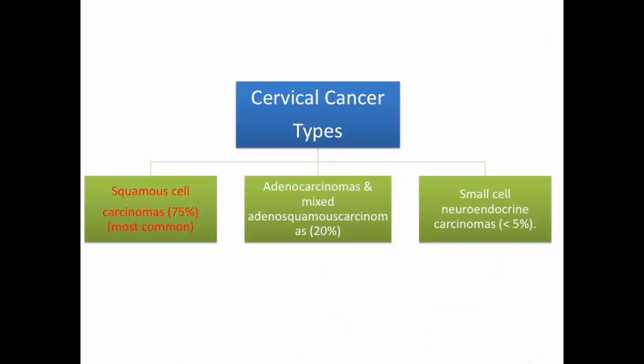Now here we have cervical cancer types. We have the squamous cell, which is the most common type. This is a very common question in exams. We have adenocarcinoma, and we have small cell neuroendocrine carcinomas. Another thing you need to know is that squamous cell is mostly caused by HPV 16 and adenocarcinoma by 18. So what you really need to know is they're going to ask what's the most common type of cervical cancer, and the answer is squamous cell. Very important.